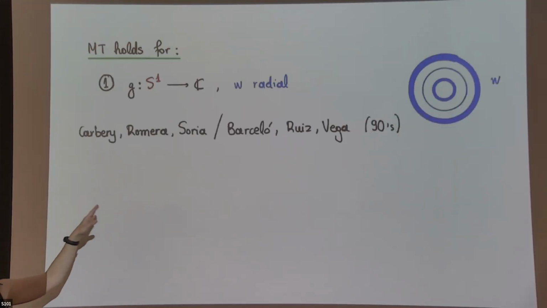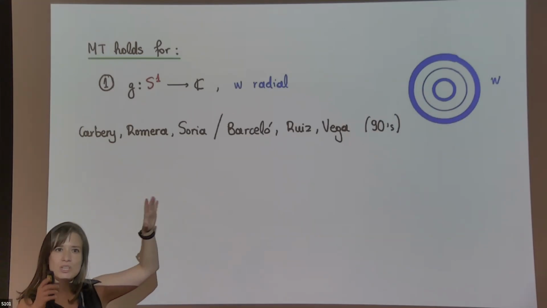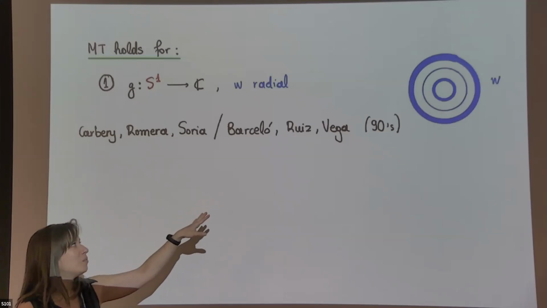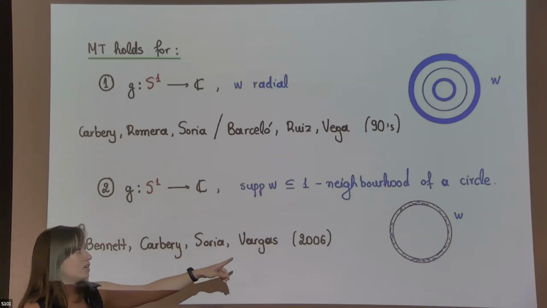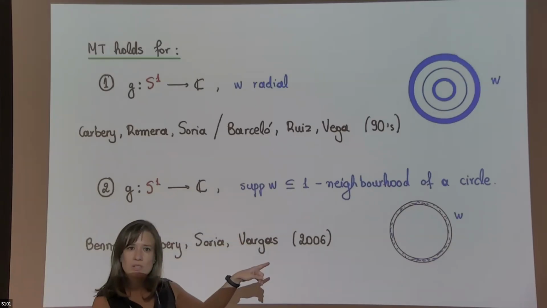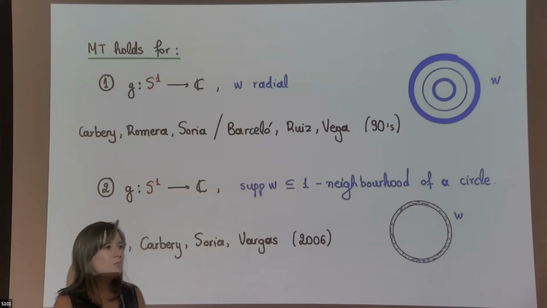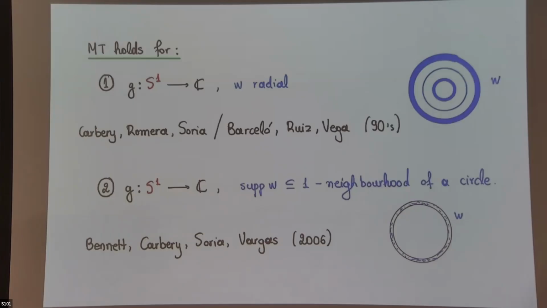First of all, we only know the conjecture holds in very special cases. One case is when the weight, the blue set, is radial. And the other case is when the blue set, the weight, is contained in the one neighborhood of the circle. So these are extremely special cases, and they follow from Bessel functions. But in any other case, the conjecture is open.